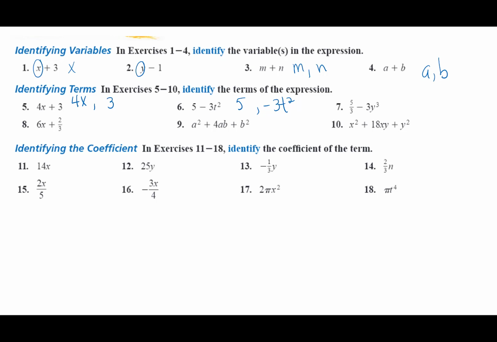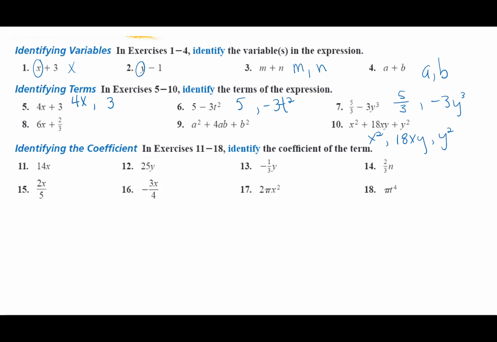Okay, look at number 7. Number 7, the entire fraction 5/3 is one term because the 5 and the 3 are not separated by a plus or minus. They are separated by a division sign or a fraction bar, but it doesn't make them two separate terms. The other term is negative 3y cubed. Okay, directly below it, number 10, there's 3 separate terms. You would type in x squared, comma, 18xy, comma, y squared. And it shouldn't matter on WebAssign which order you type these in, as long as you separate them with a comma.